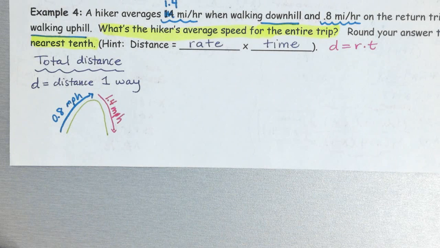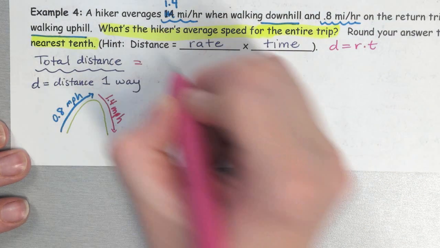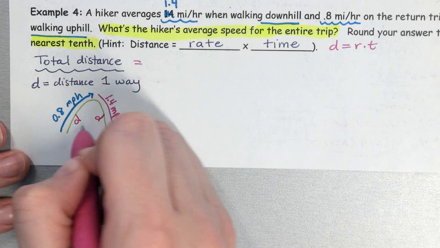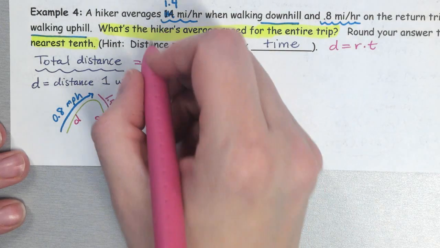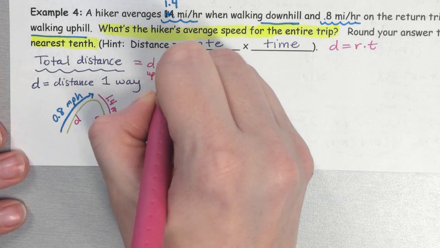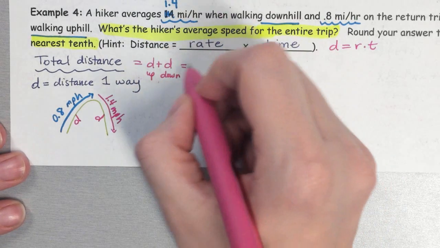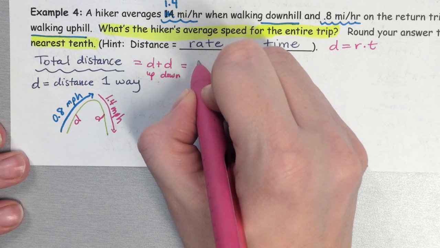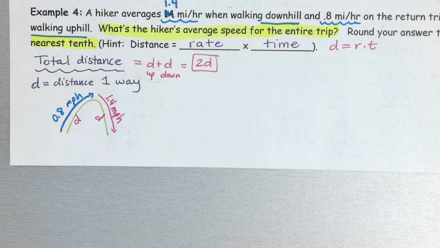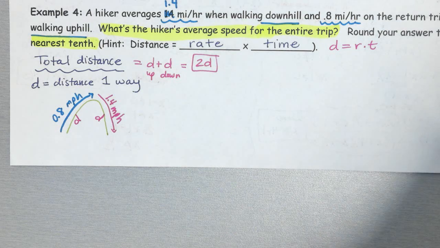So the total distance here, because they're going one way up and one way down, is d plus d, which is 2d. So you're going uphill and then you're going down, right? That's your total distance. One d going up, second one going down. All right, now we're going to talk about the time.